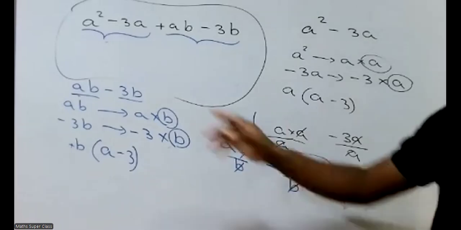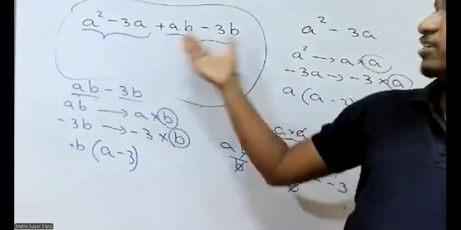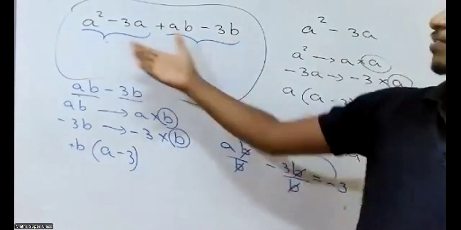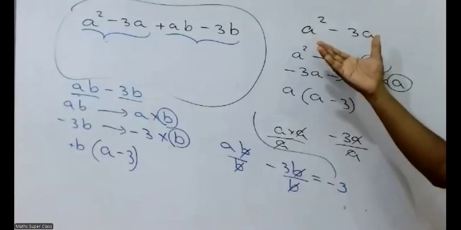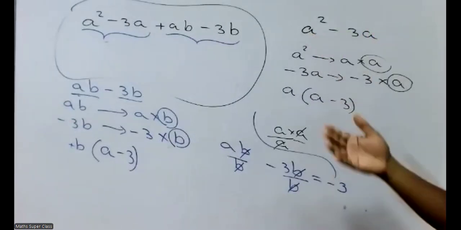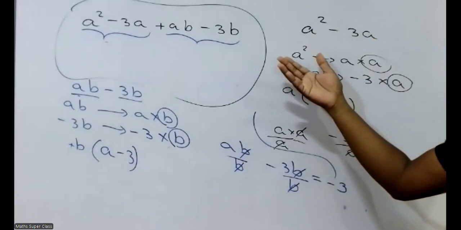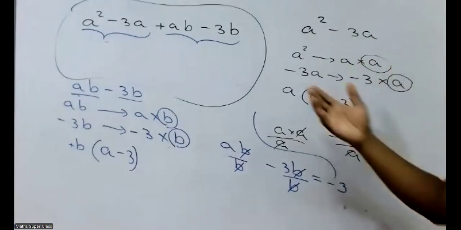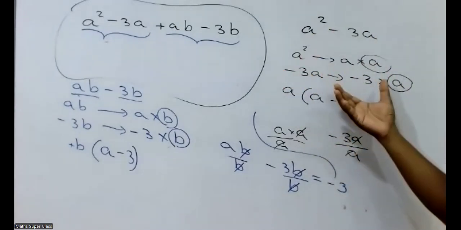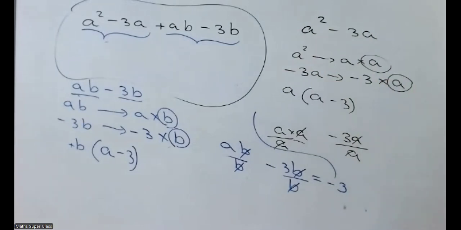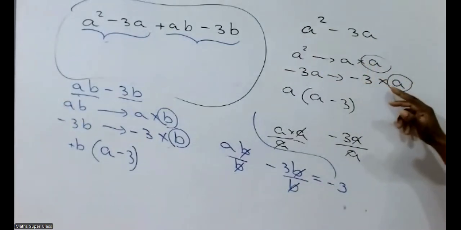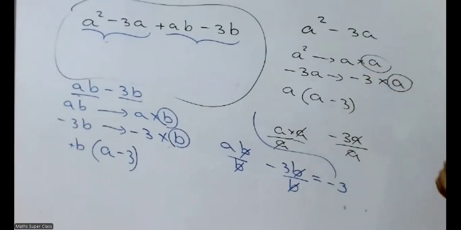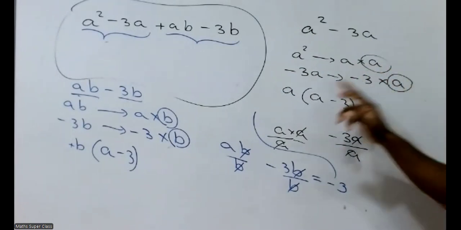Now, first you have to break this into two parts: a square minus 3a, and ab minus 3b. First this part. a square minus 3a. a square means a multiplied by a. Minus 3a means minus 3 multiplied by a. So we can see a here and here. Can we see minus 3 here and here? No, only here. That means a is the common factor.